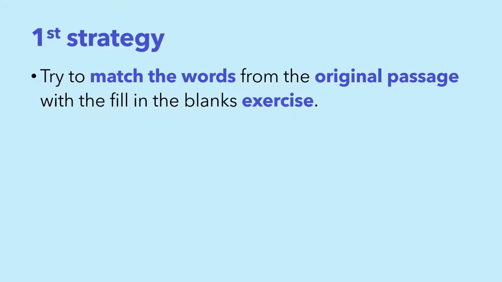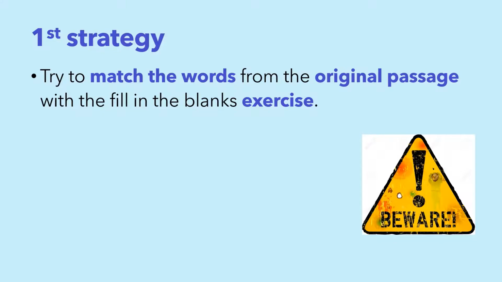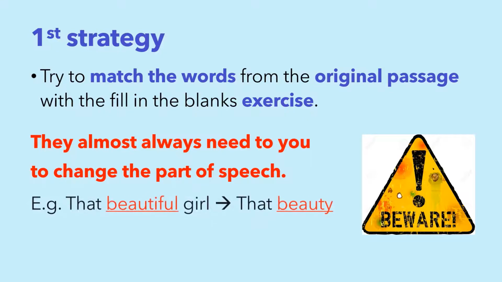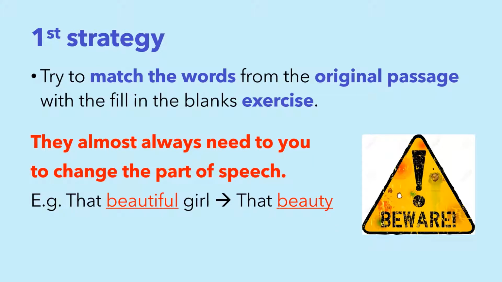Alright, so do you remember the two strategies? The first one is to try to match the word from the original passage with the fill in the blank exercise. And they almost always need you to change the part of speech by yourself. Same for this exercise. For example, that beautiful girl becomes that beauty, from an adjective to a noun, beauty.